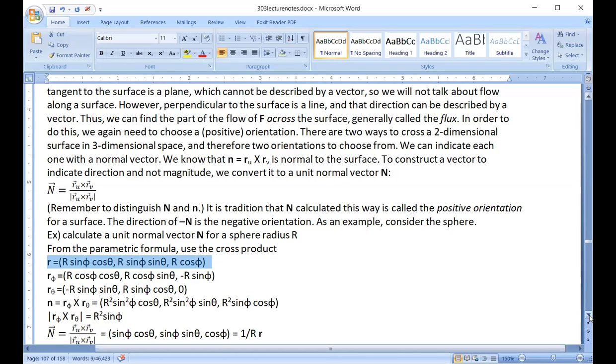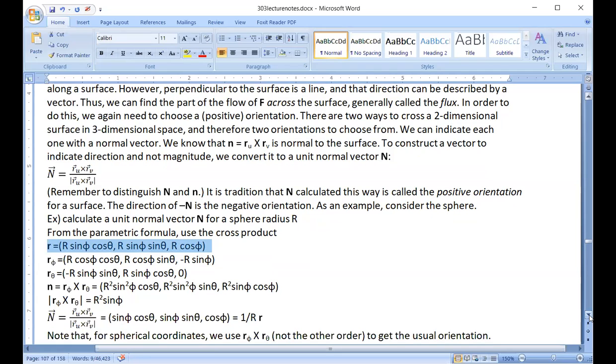And of course, that makes sense if you visually think about what's going on with the sphere. At every point, if you draw a vector from the origin to the sphere, that will in fact be normal to the surface. So it makes sense that the position vector is pointing in the direction of our normal vector, and then here we're just making it into a unit vector. Okay.